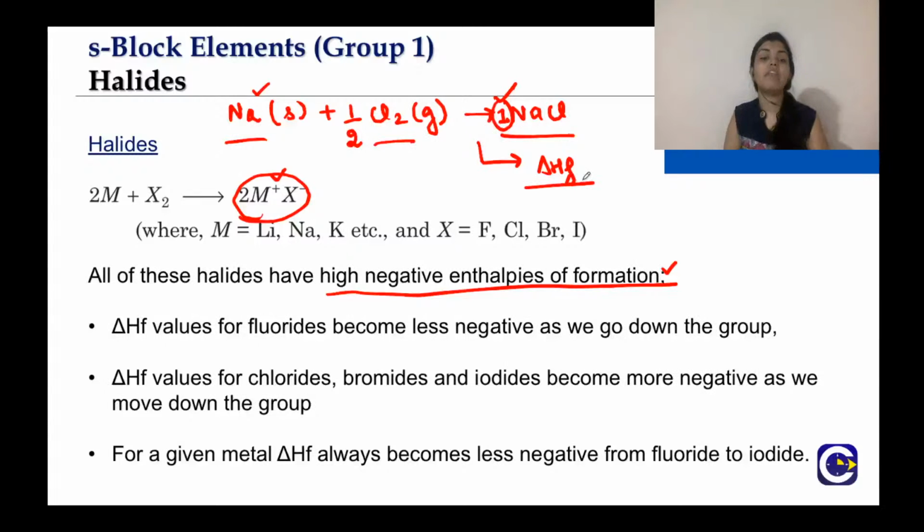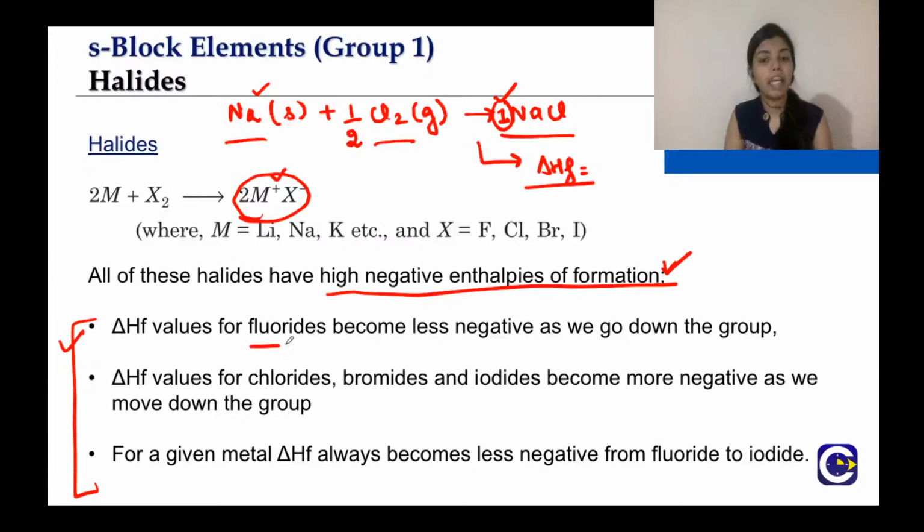And generally, if you see the lattices of alkali metal halides, they have a negative enthalpy of formation. That means the reaction is very much exothermic in nature. The energy will always be released. Now these are certain values or trends that you need to remember regarding the enthalpy of formation.